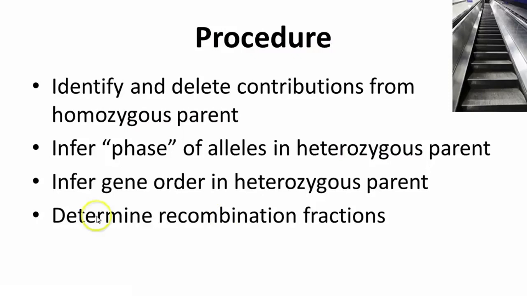So the second step will be to infer the phase of alleles in the heterozygous parent, basically the combination of alleles that were on the same chromosome that came into that parent. This is sometimes referred to as gametic phase as well. The third step will be to infer gene order in the heterozygous parent. Again, like what happened in the earlier videos, we'll try to figure out which gene was most likely to be in the middle. And the last step will be determining the recombination fractions.